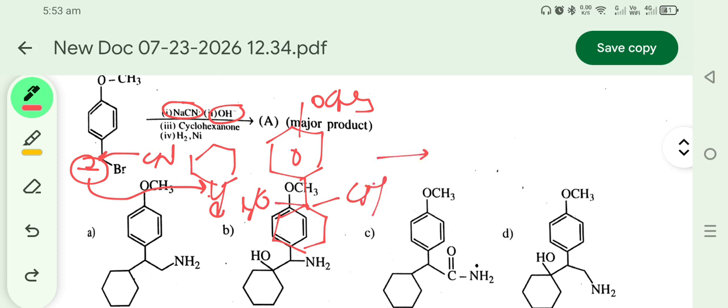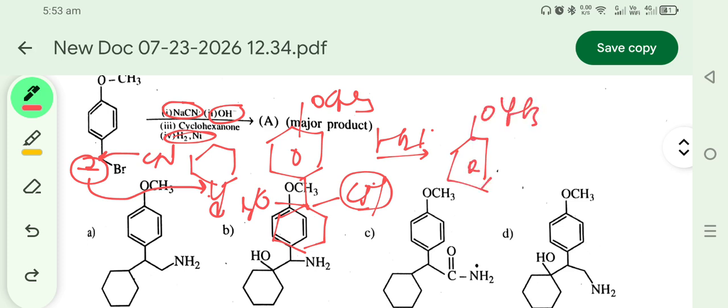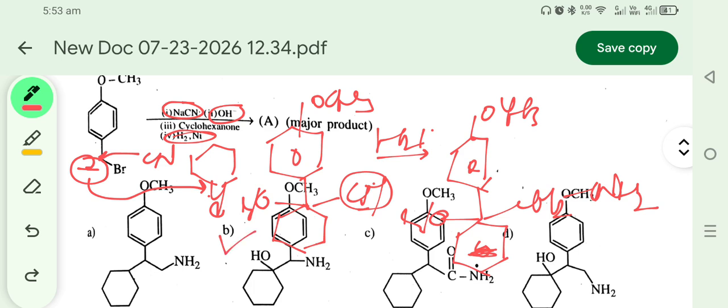And further it reacts with H2/Ni. H2/Ni converts cyanide to amine part. The cyanide group is converting to amine. Methoxy remains the same, and the cyclohexane OH group remains, and CN is converted to CH2NH2 amine part. In the given options, B is the correct one.